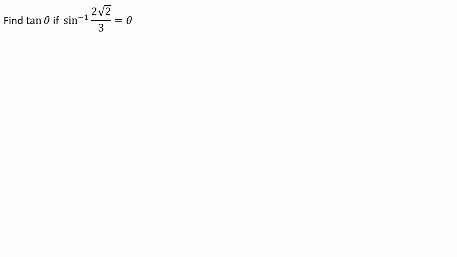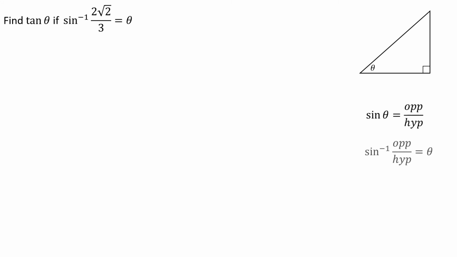And again, I'm going to have the exact same triangle. I'm not going to worry about whether or not I've got it proportionally correct. And of course, sine is opposite over hypotenuse. So if I've got arc sine, again, I'm dealing with opposite over hypotenuse. So that 2 root 2 has to be my opposite side. That 3 has to be my hypotenuse.